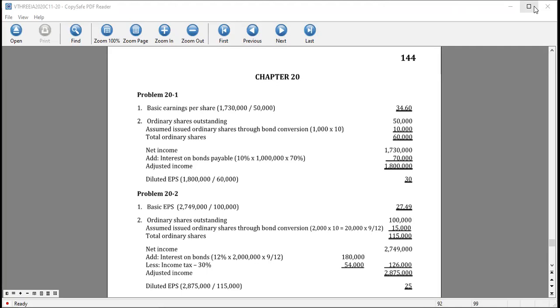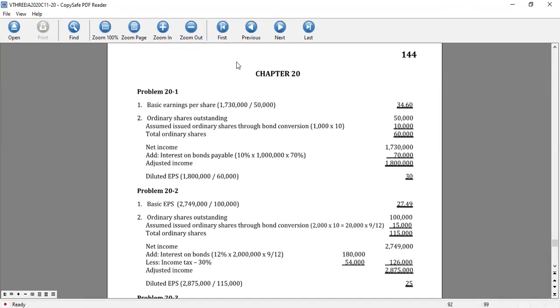Now let's take up diluted earnings per share. The objectives are to define diluted earnings per share, to identify potential ordinary shares, to distinguish dilutive from anti-dilutive securities, and to identify the formula in computing diluted earnings per share in relation to convertible bonds payable, convertible preference shares, and share options or warrants.